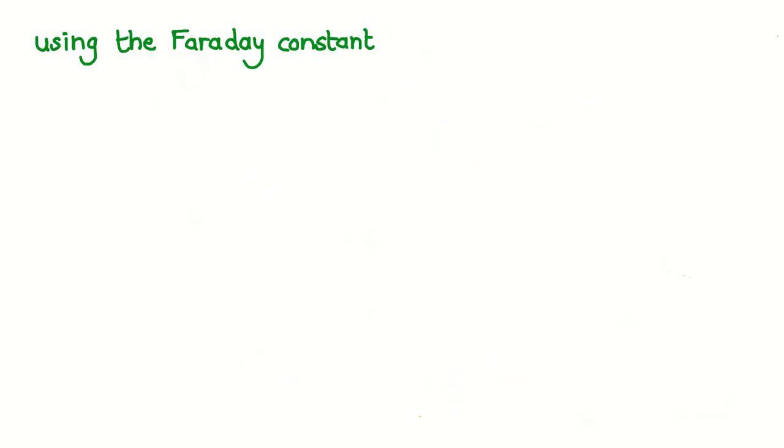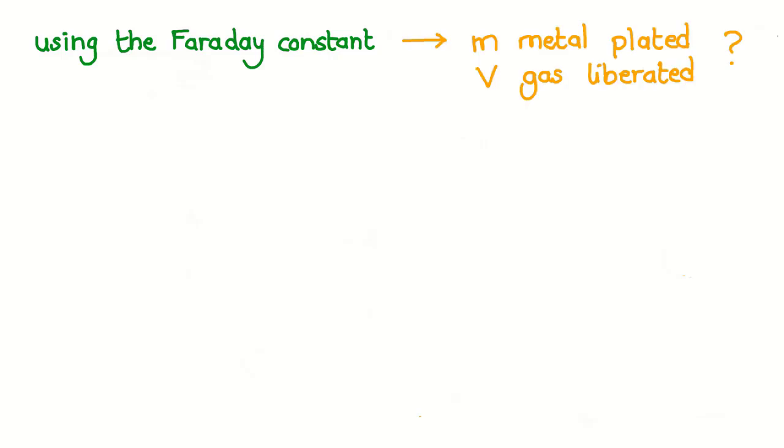We now know what the Faraday constant is and how it is derived. And we know that 1 Faraday of charge is transferred in a circuit when 1 mole of electrons is transferred. But we still need to answer the question, how do we use the Faraday constant to determine the mass of a metal plated or the volume of gas liberated during electrolysis?